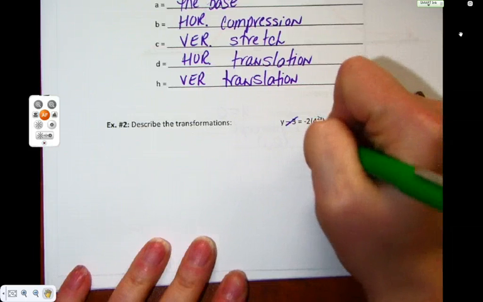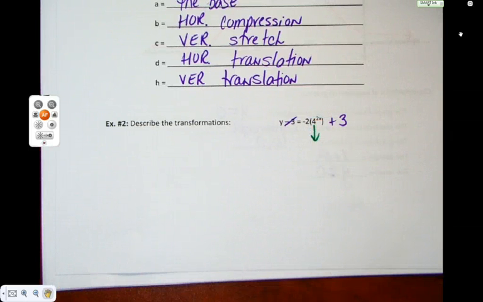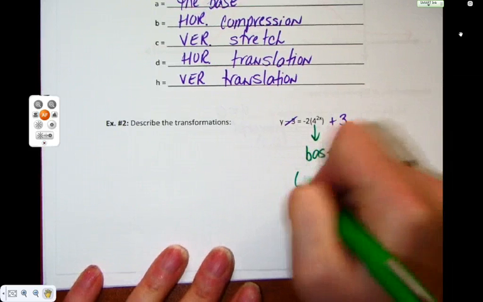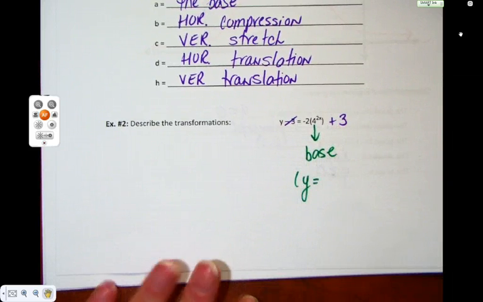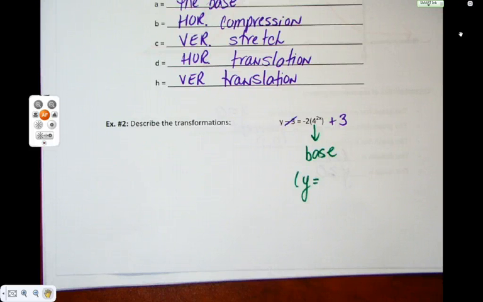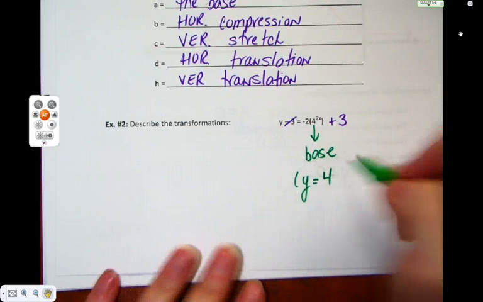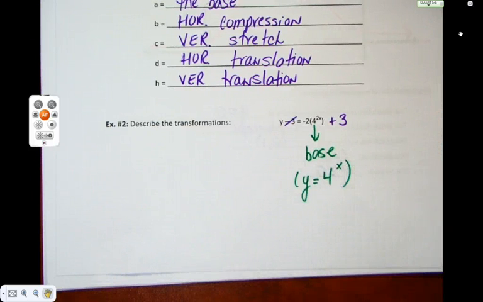The 4 is not a transformation. What is it? It's the base. So in this case, what is the base graph? We'll strip away all the other numbers. You need a base and you need an exponent. So the base is 4. The exponent is x. Okay, so base graph is 4 to the x. So I just took out all the other numbers besides that base.